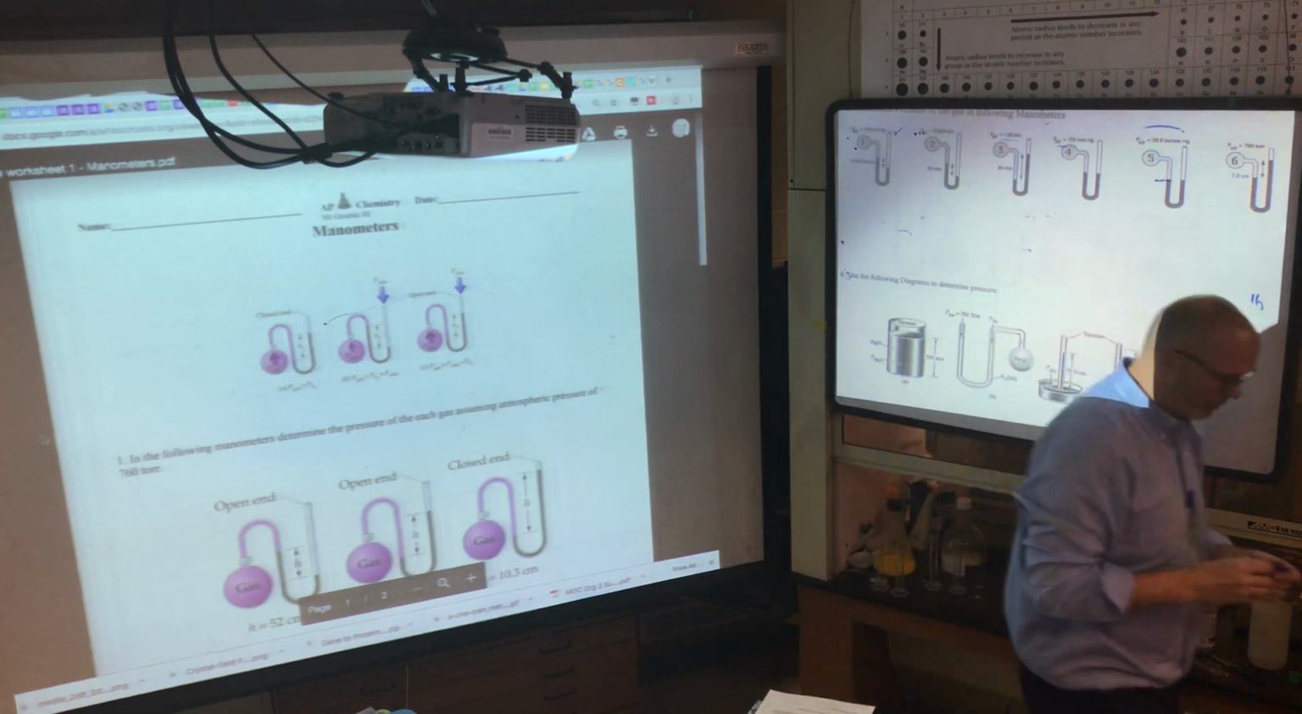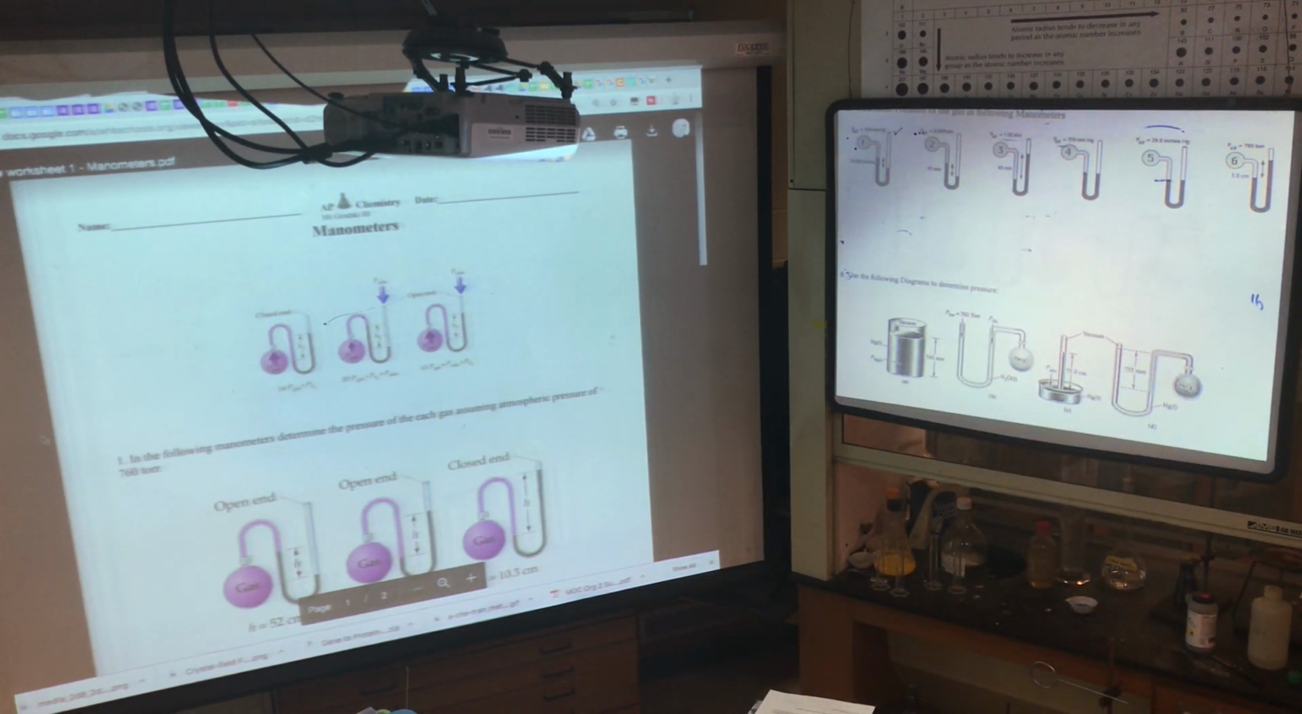All right. I'm gonna stop that. We're doing the ones that we can do. Are we considering a closed-end manometer? I think the key isn't on here.